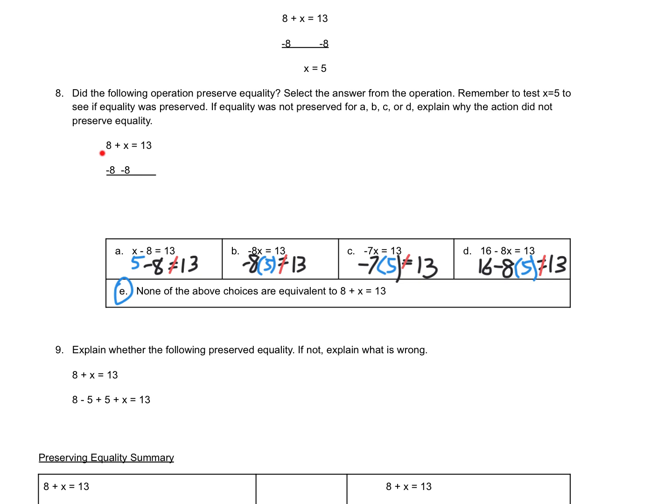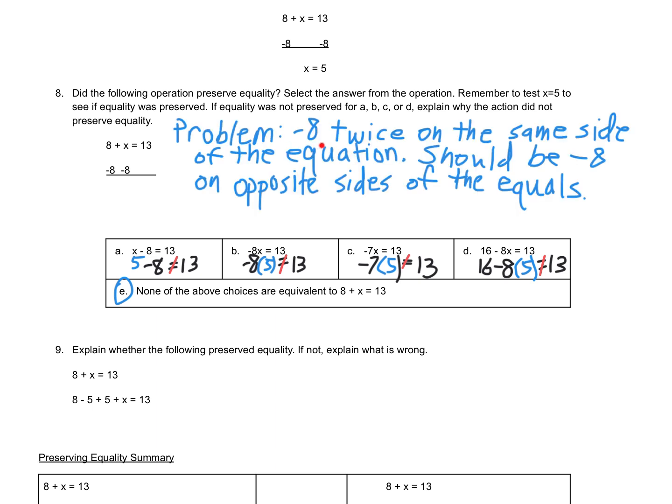The problem then is what? Well, notice I subtracted 8 from the 8, but I also subtracted 8 from the x. I didn't do it on both sides of the equation. I did minus 8 on the same side of the equation. Problem is I subtracted 8 twice on the same side of the equation. It should be minusing 8 on the opposite sides of equals. Or there's another way to deal with it.